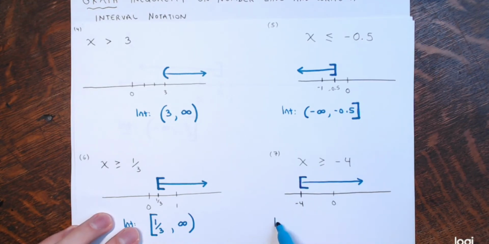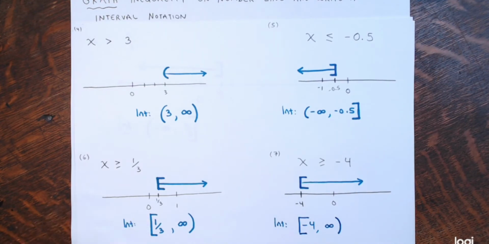And then the interval, always left to right, low to high. This piece of solution starts at negative 4, and it never ends, so it goes to positive infinity. And then negative 4 is a solution, so bracket on that end of the interval. And infinity is not a number, so not a solution, parentheses on infinity. Okay, and hopefully after these, you're seeing how very, very quick these can be.